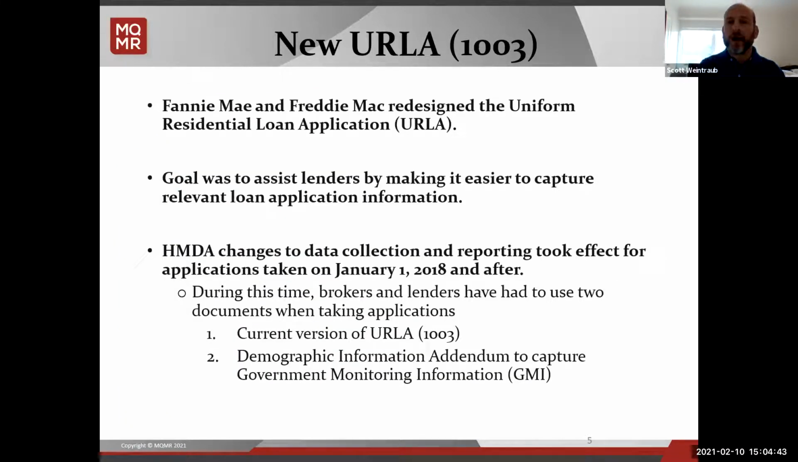So obviously, Fannie and Freddie chose to redesign the Uniform Residential Loan Application, the URLA, again, also known as Form 1003. So what was their goal? What was the goal behind the new application? Well, one of the things that Fannie and Freddie stated is their goal was to make it easier for lenders to capture some of the relevant information on the loan application.